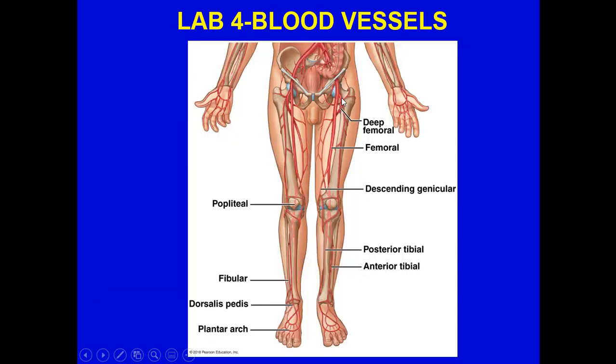So starting up here, you've got the deep femoral, you've got the femoral. You have the descending genicular, you have the popliteal, you have what eventually is the fibular, the posterior tibial, the anterior tibial. We have the dorsalis pedis right here, and then the plantar arch right here.